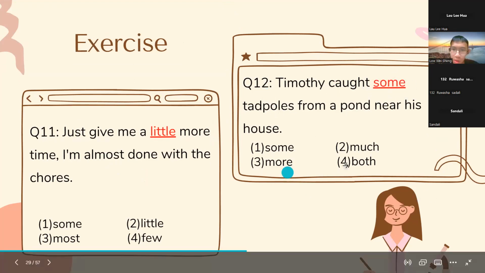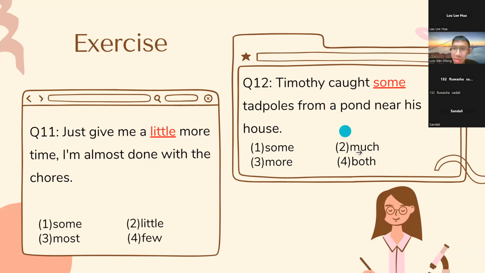So why is it not more? It's not more because there's no comparison. It's not much because tadpoles is countable. And it's not both because you don't know if the pond has only 2 tadpoles, right? You have not seen the pond before. So you cannot use both here.